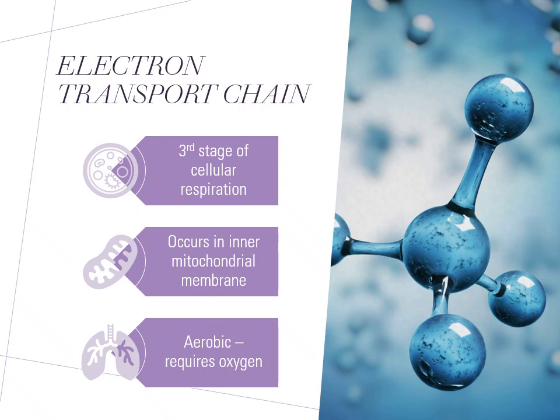The electron transport chain is the third and final stage of cellular respiration. Like the citric acid cycle, it is an aerobic or oxygen-requiring process, and it occurs in the mitochondria, with the proteins of the electron transport chain being embedded into the inner mitochondrial membrane.